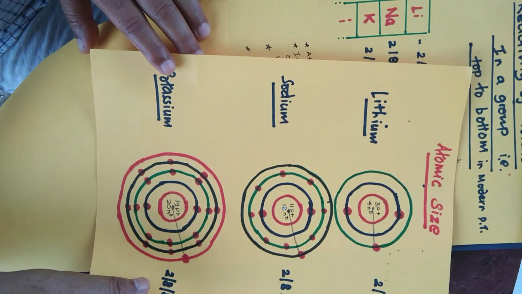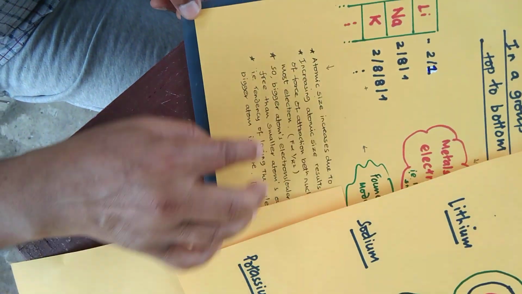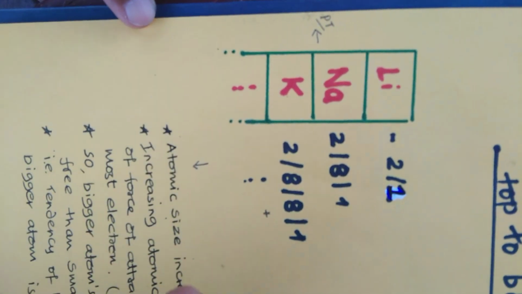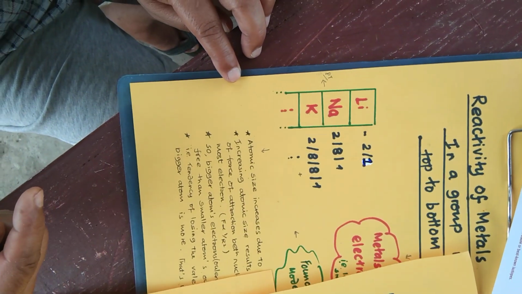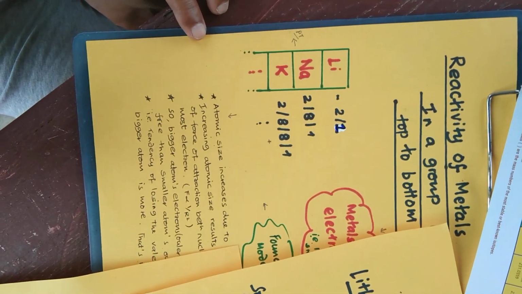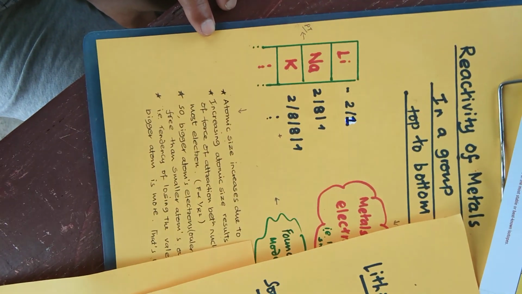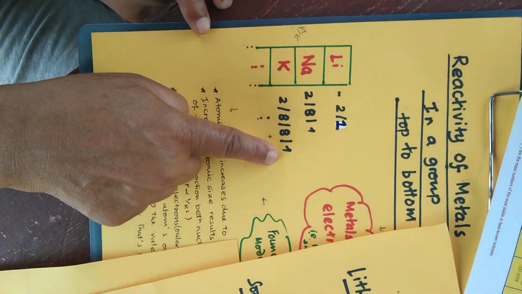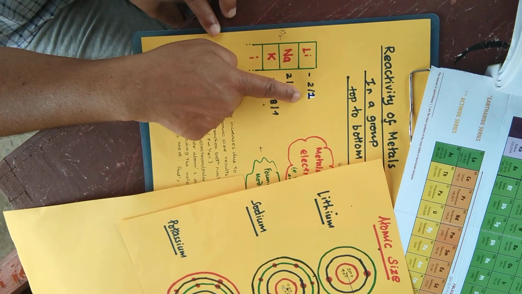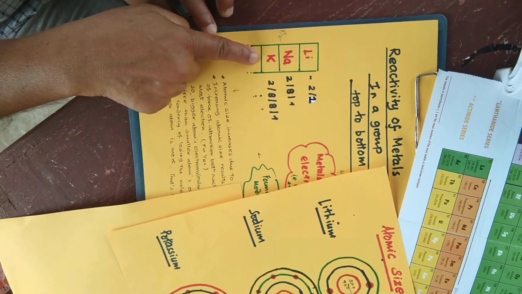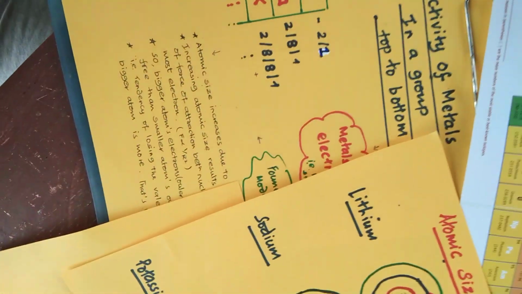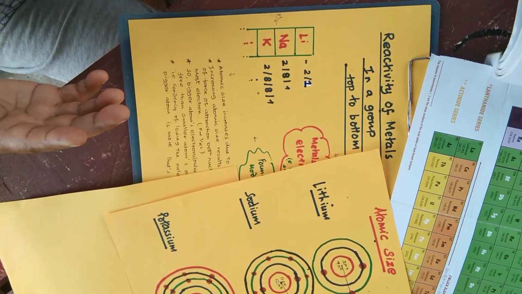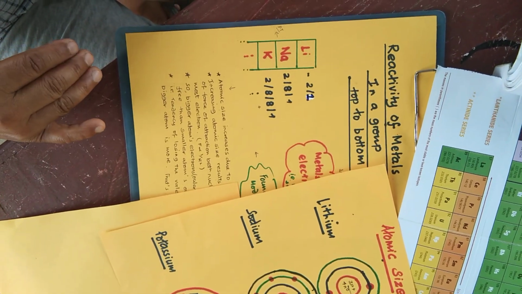So let me conclude these things one more time. When you move from top to bottom, lithium, sodium and potassium, the atomic size increases, so there is less force of attraction. Less force of attraction means the outermost electrons are bound with a loose force. The bigger the size, the easier it is to lose the electron; the smaller the size, the more difficult it is to lose the electron. That's why potassium loses an electron faster than lithium. So potassium is more reactive than sodium, and sodium is more reactive than lithium.